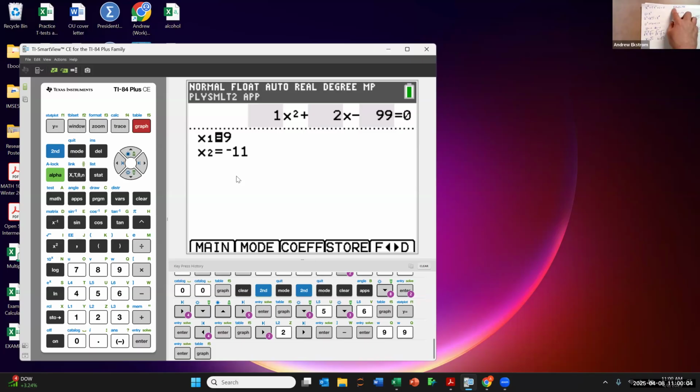If we have negative 11 times negative 11 plus 2. Negative 11 plus 2 is negative 9. Negative 11 times negative 9, does that also give you 99?